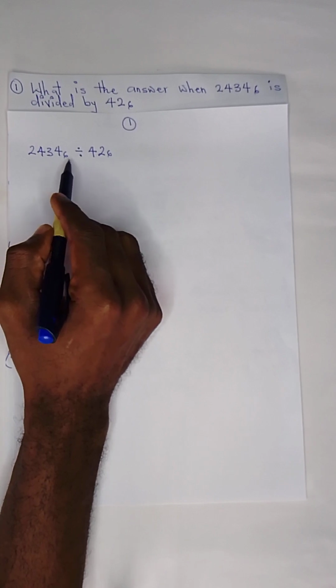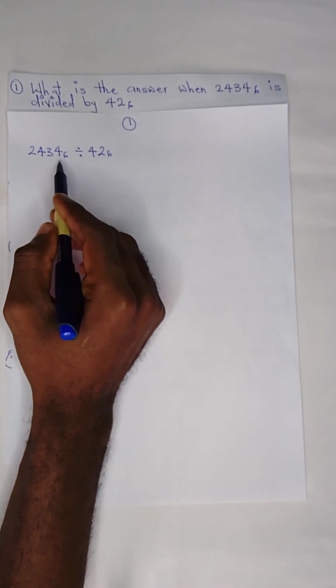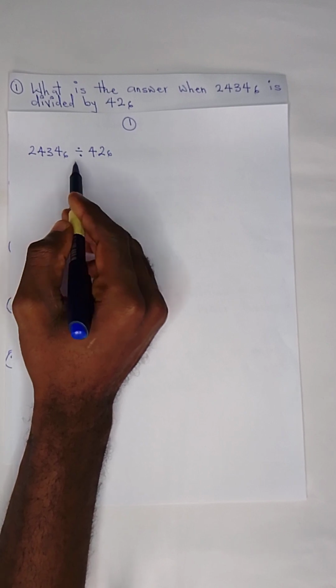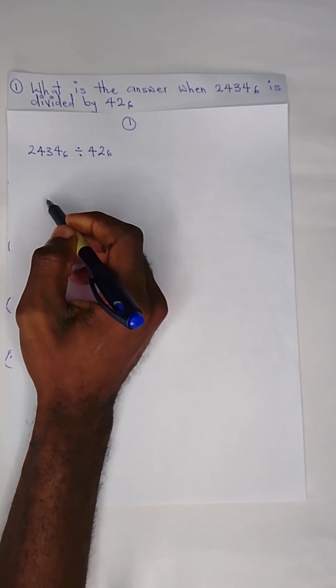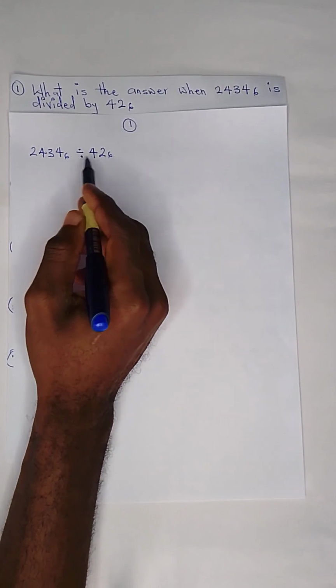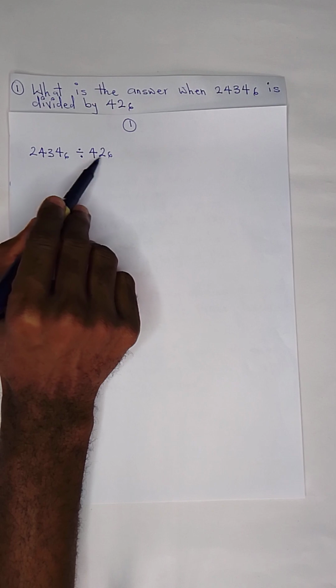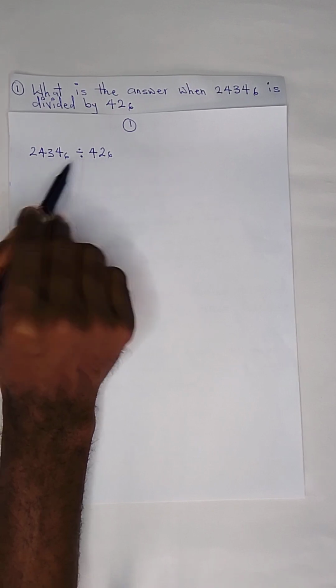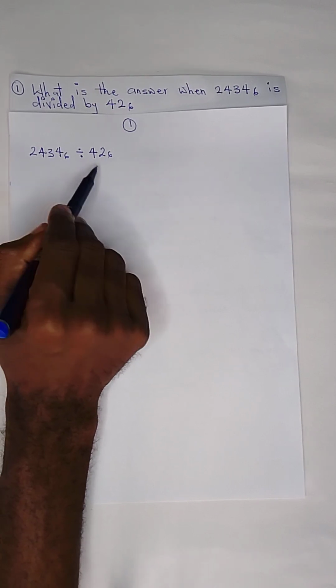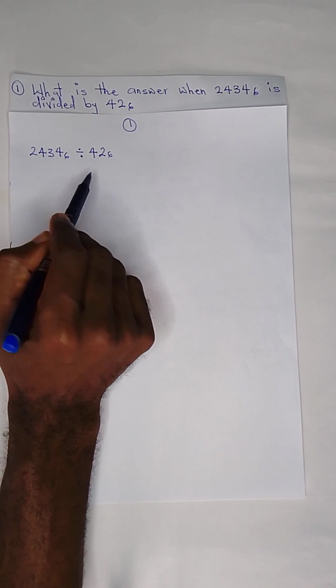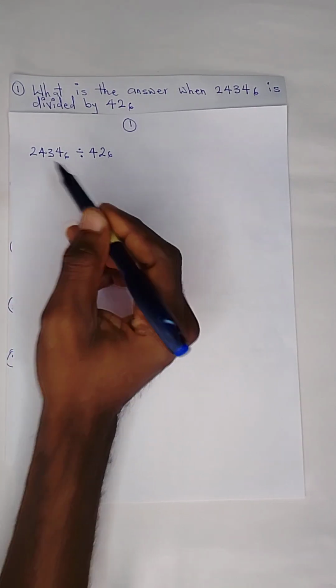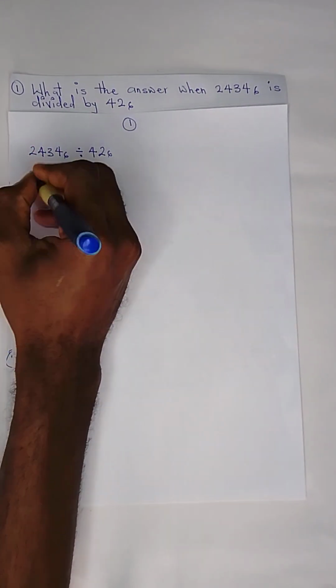The first thing you need to do when a number is given in any base other than base 10 is convert it to base 10 before you convert it back to base 6. Convert this number to base 10, convert 42 to base 10, then divide. Then the answer you get, you convert back to base 6. Now let's solve it and see what we are going to get.